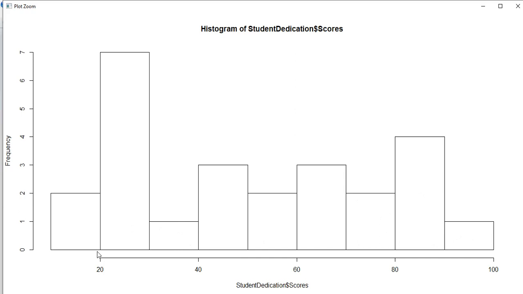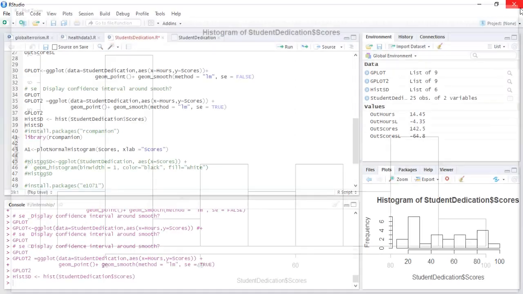So 10 to 20 is 2 students. Maybe somebody has got 12, somebody has got 18. That I don't know. But this is the basic range.